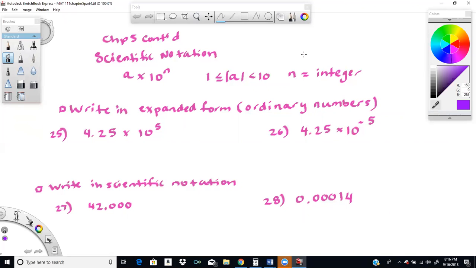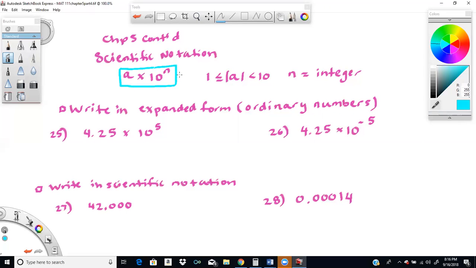Okay, so now we are back to chapter 5. We're dealing with scientific notation. With scientific notation, it has a certain form: A times 10 to the n power, where the absolute value of A is between 1 and 10, can be equal to 1, and n is an integer.